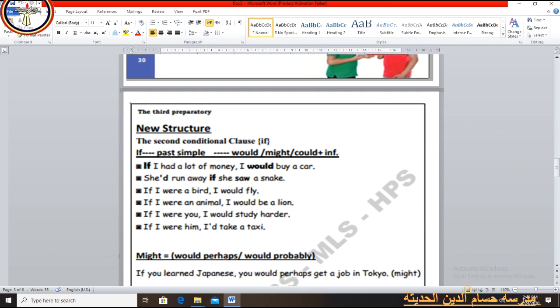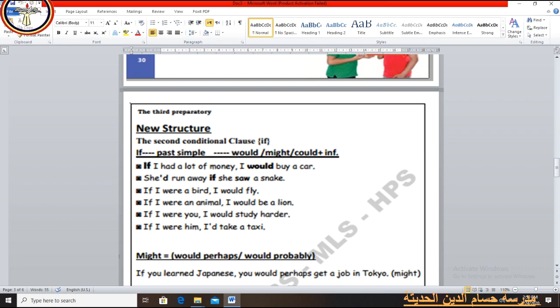If I were a bird, that's impossible to be a bird, I would fly. If I were an animal, that is also impossible, I would be a lion. If I were you, I would study harder. You could use the second conditional to speak about advice. If I were you, we use here were with all the subject pronouns to express advice or to say that it's impossible to be you.